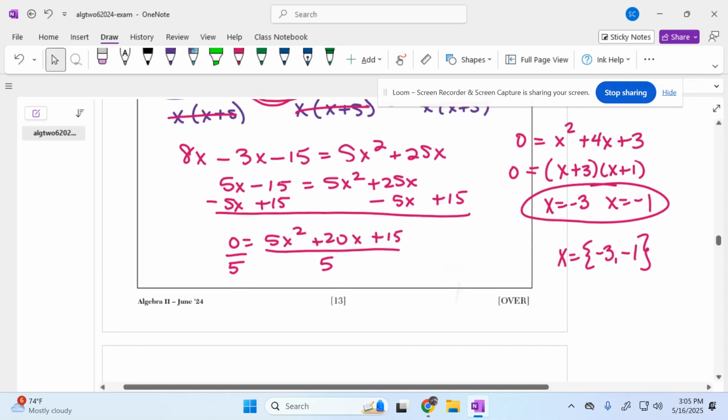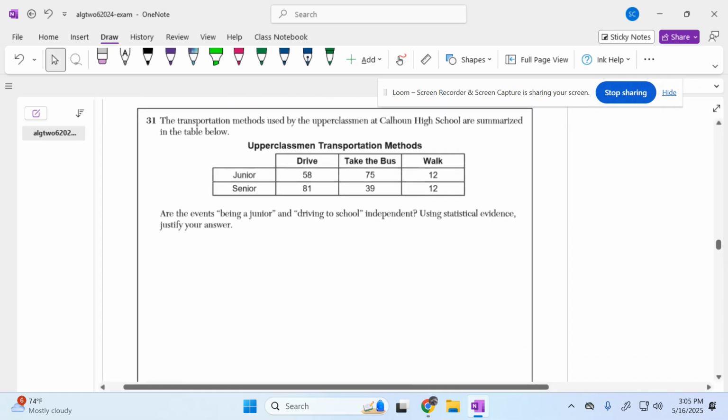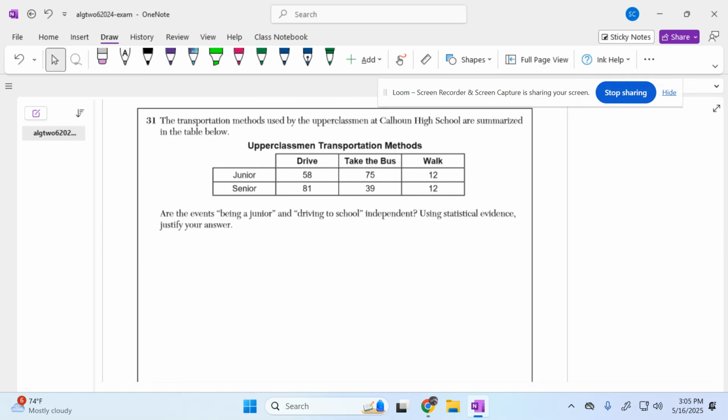Number 31 is an independence test. I guarantee you, you will have an independence test somewhere on your Algebra 2 Regents exam. First thing we want to do when we see a two-way table is create the totals if they aren't there.